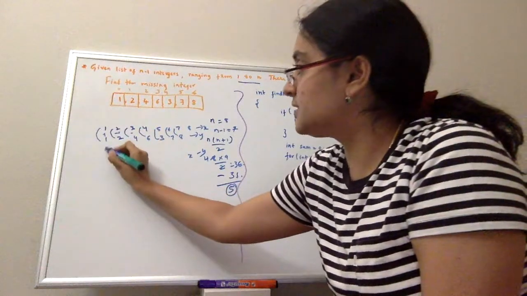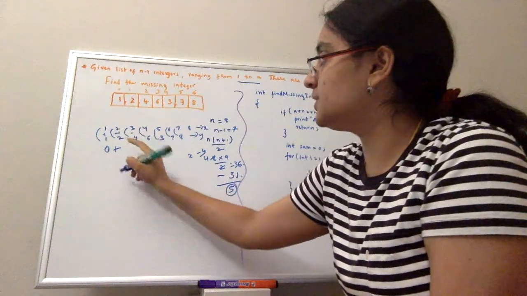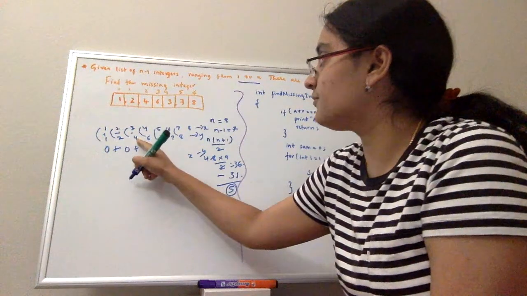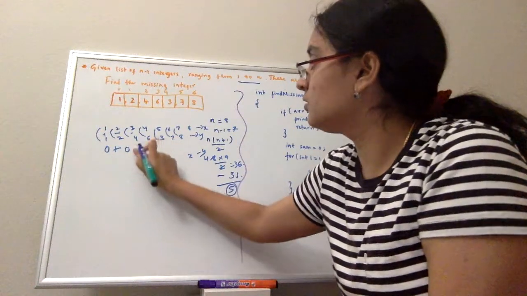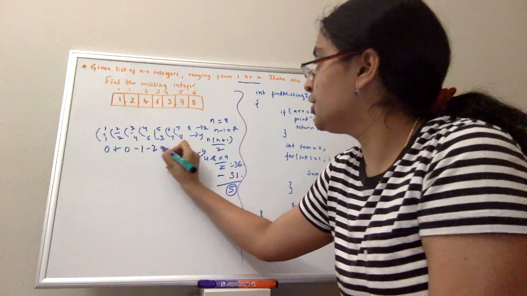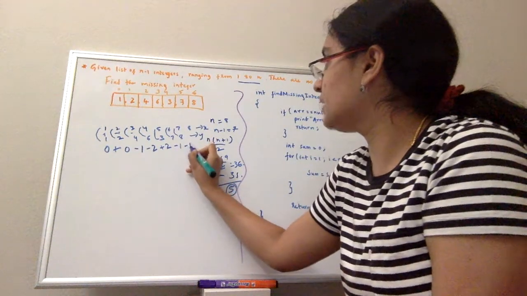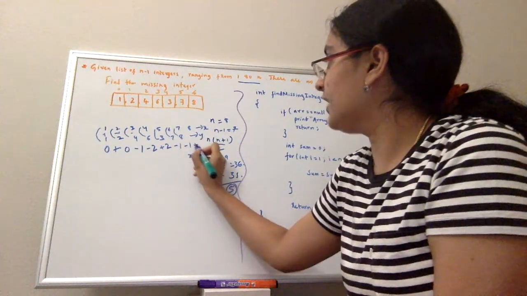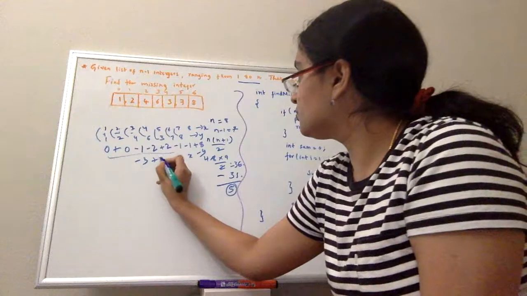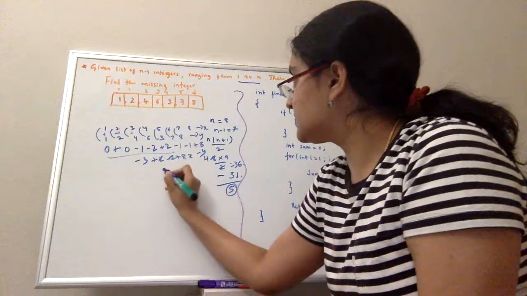Like 1 minus 1 is 0, plus 2 minus 2 is 0, plus 3 minus 4 is minus 1, 4 minus 6 is minus 2, 5 minus 3 is 2, 6 minus 7 is minus 1, 7 minus 8 is minus 1, and then we have 8. So when we add all these, it is minus 3 plus 2 minus 2 plus 8. So this cancels. 8 minus 3 is 5.